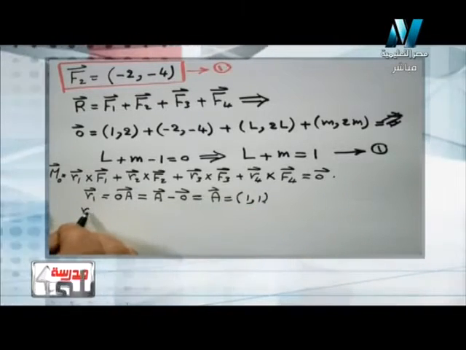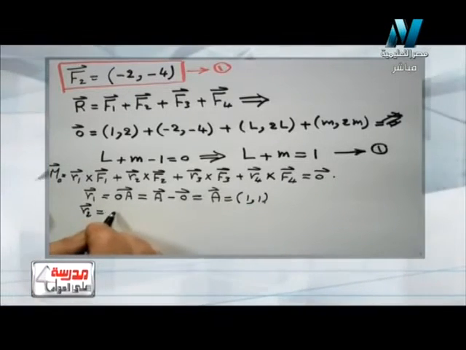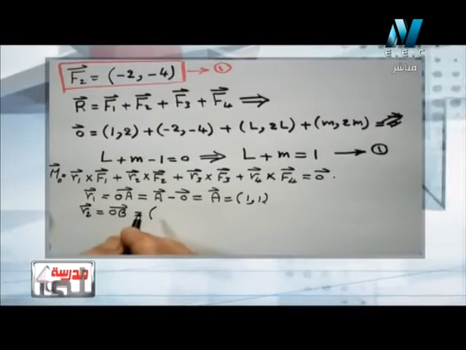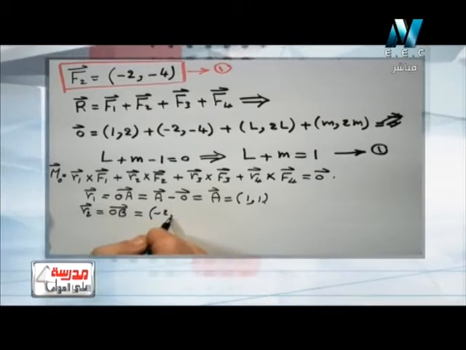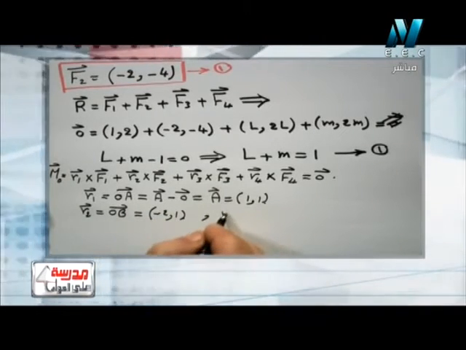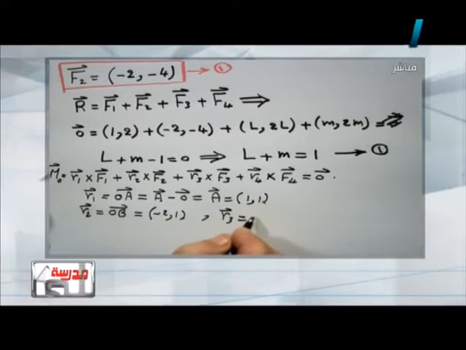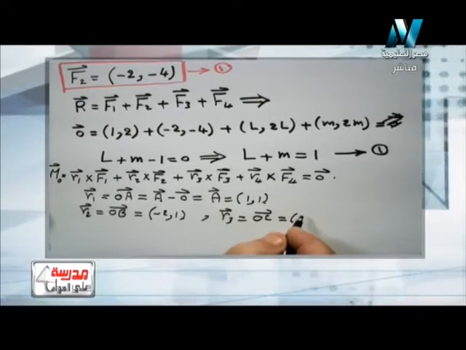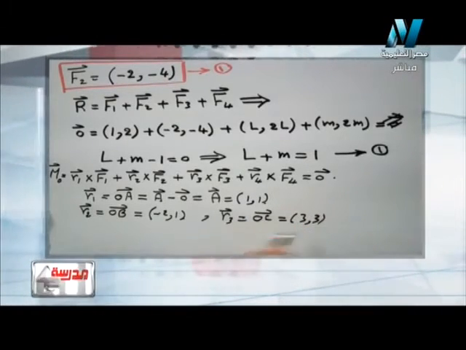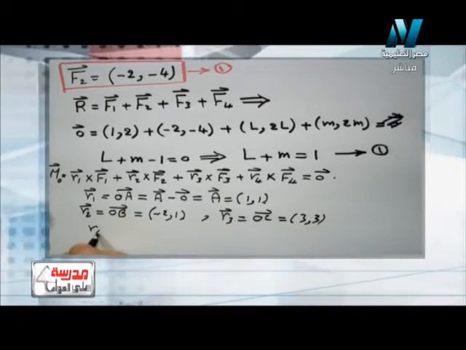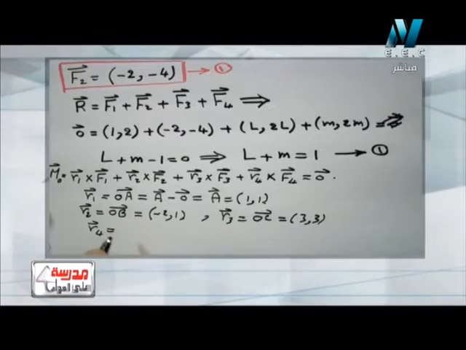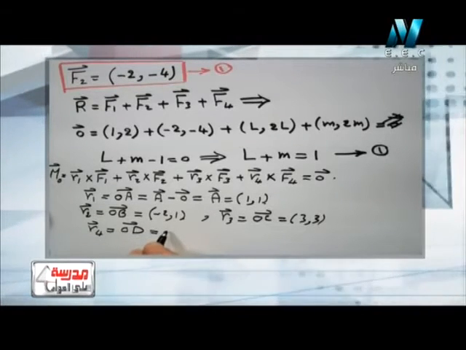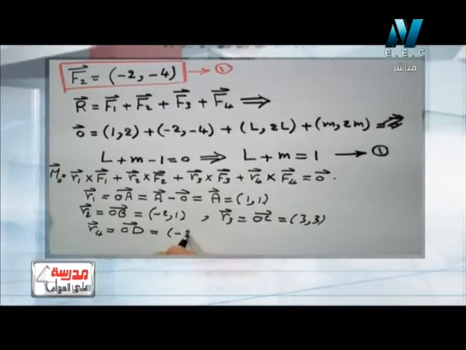Again, R2 vector will be OB vector, which automatically is the point B (-2, 1). R3 vector will be OC vector, which is the point C (3, 3). R4 vector is equal to OD vector, which is the point D (-2, 0).